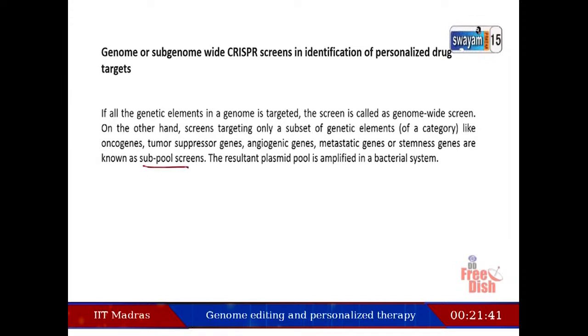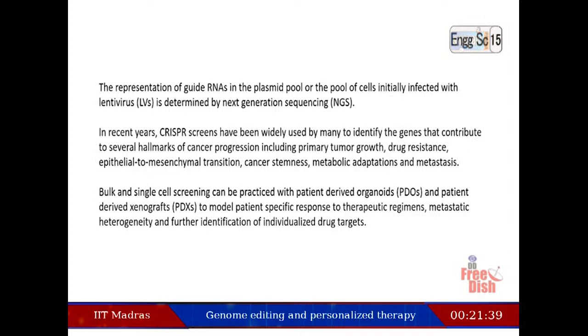The resultant plasmid pool is amplified in a bacterial system. The representation of guide RNAs in the plasmid pool or the pool of cells initially infected with lentivirus is determined by next generation sequencing. In recent years, CRISPR screens have been widely used by many to identify the genes that contribute to several hallmarks of cancer progression, including primary tumor growth, drug resistance, epithelial to mesenchymal transition, cancer stemness, metabolic adaptation and metastasis.